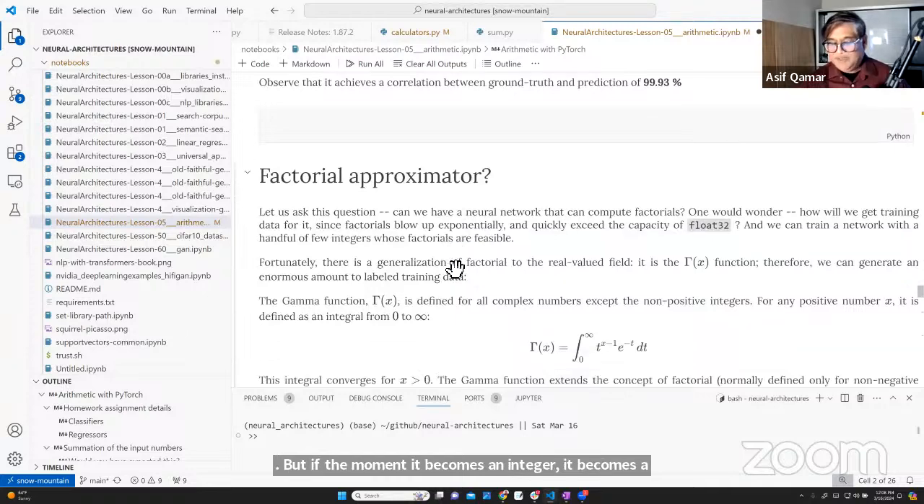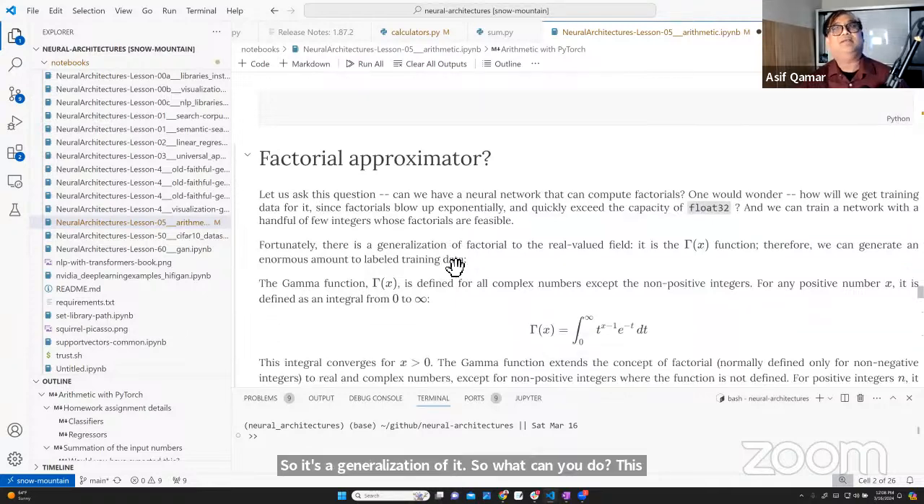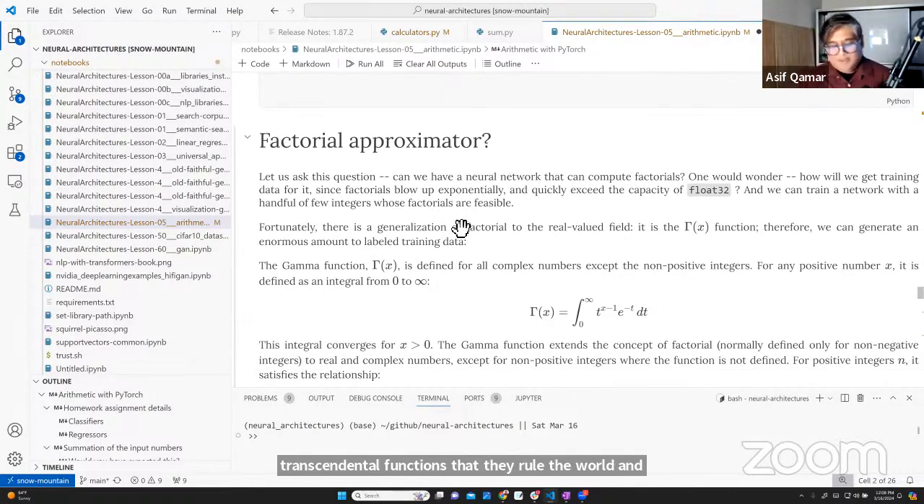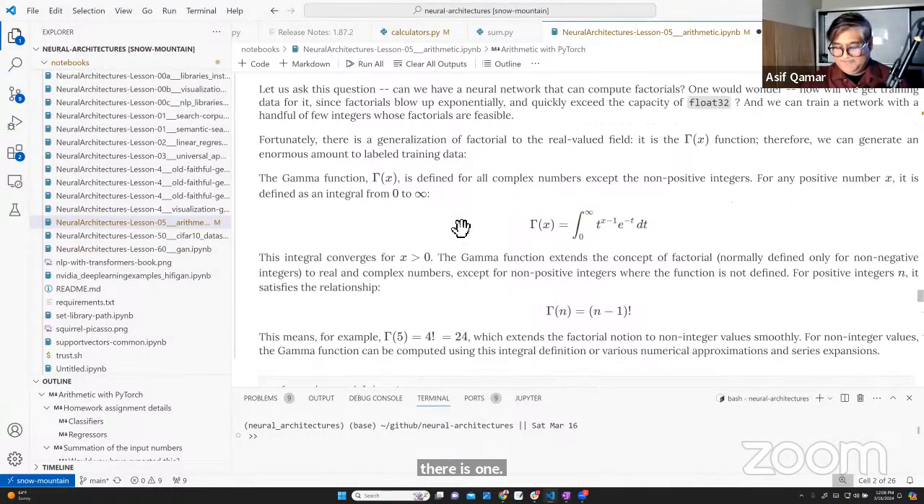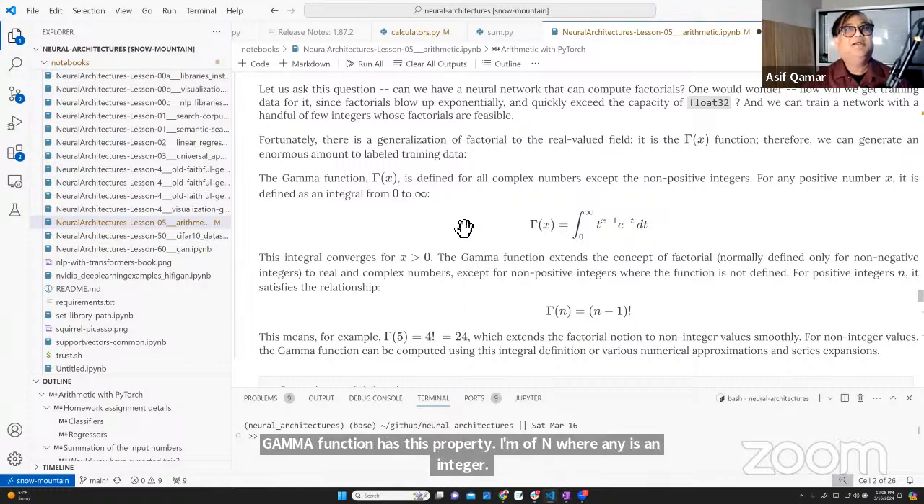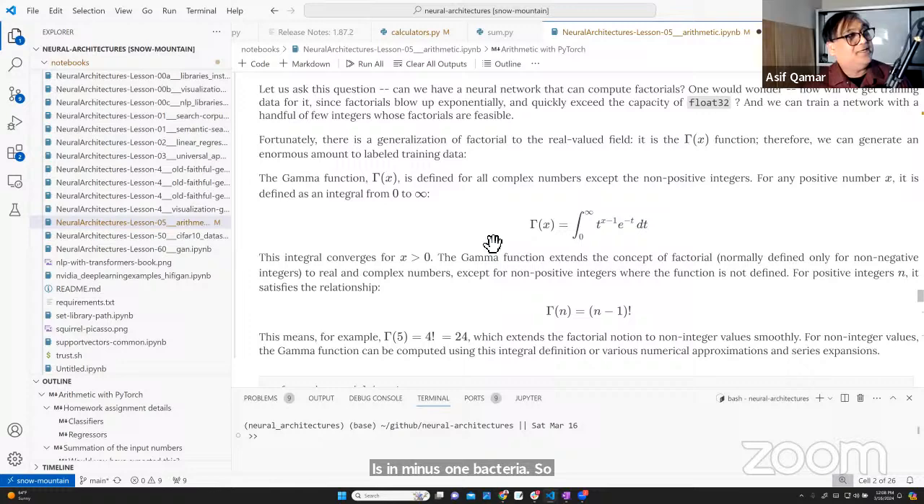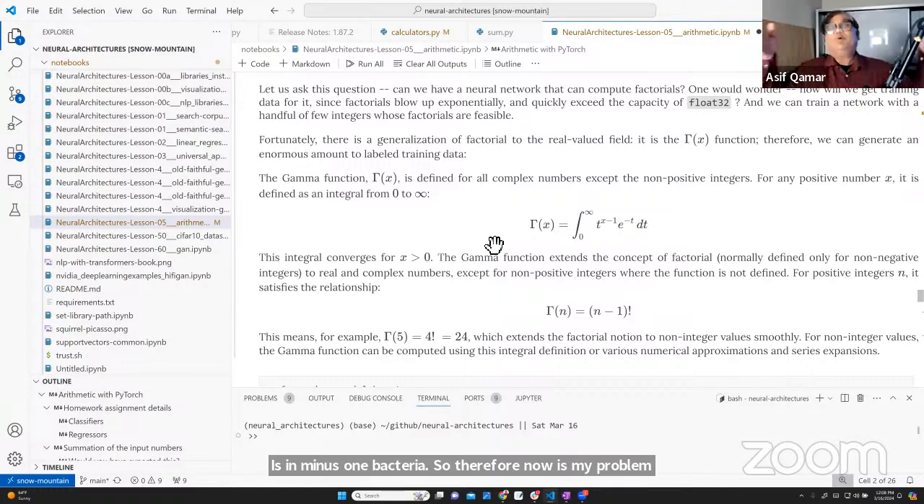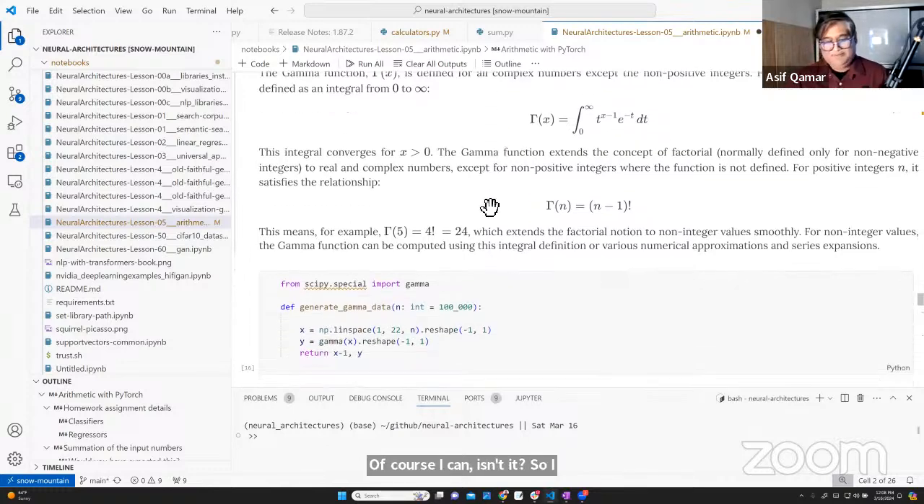So what can you do? This is the lovely integral, and I keep singing praises of transcendental functions, that they rule the world, and here is one. This gamma function has this property that gamma of n, where n is an integer, is n minus 1 factorial. So therefore, now is my problem of data creation solved? Can I now, in a very small interval, let's say 0 to 5 or 0 to 10, create gazillions of data points? Of course I can, isn't it? So I can. And so we do that.